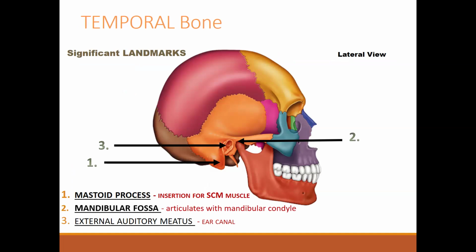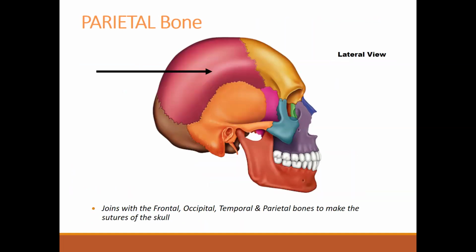All right, so those are our four so far. Then we have the parietal bone, nothing special there. It's just a big bone, right? Crown of the head.